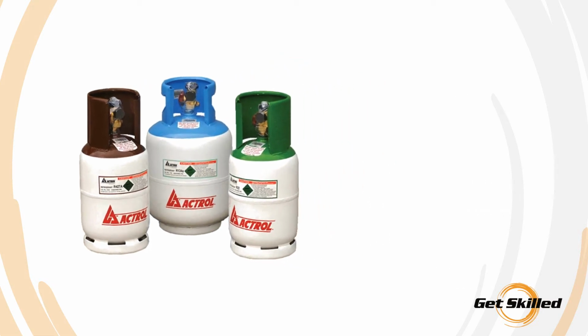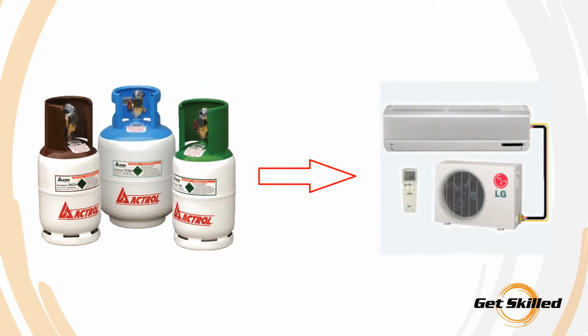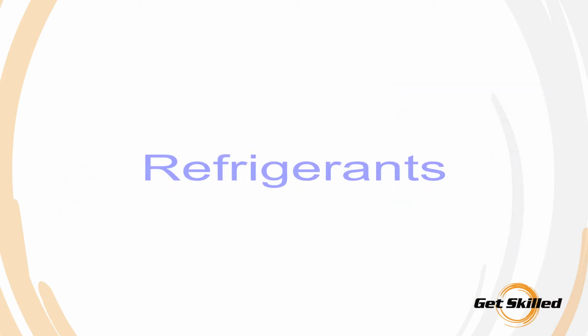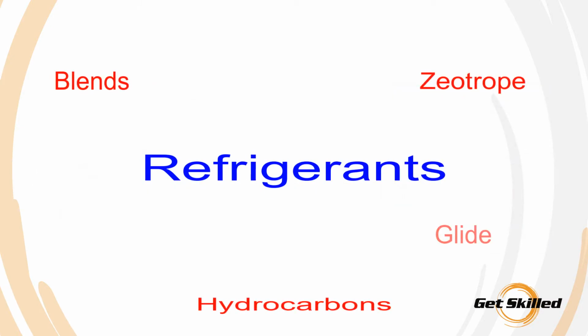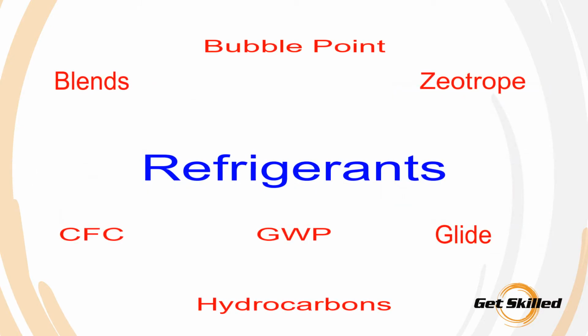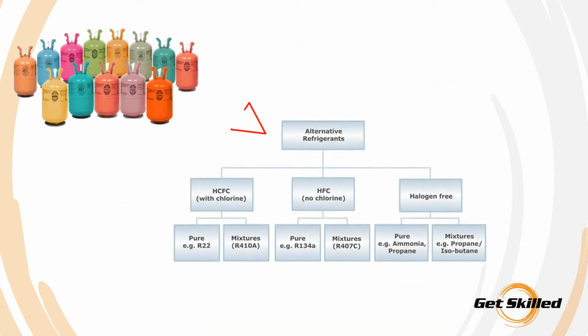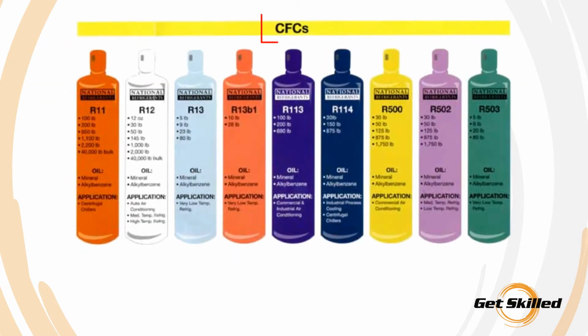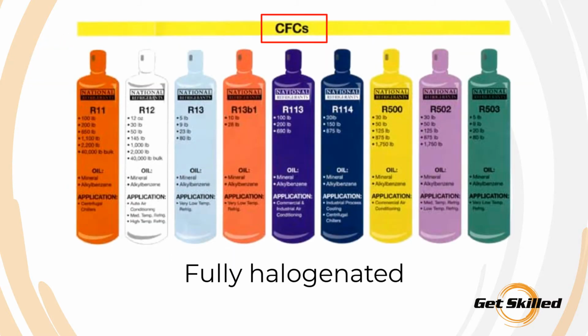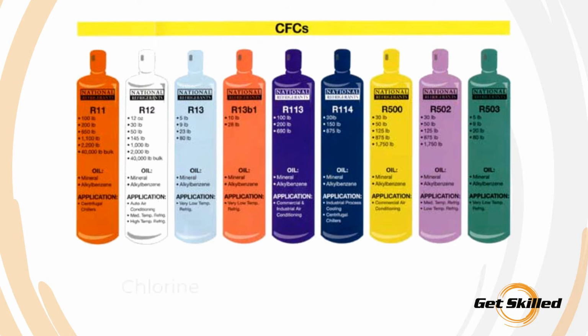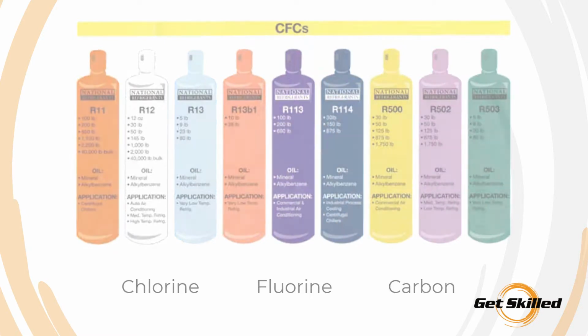Before we can look at the refrigerants used in split systems, there are a number of terms that you need to familiarize yourself with as a split system installer. The common groups of refrigerants can be classified according to their chemical composition. A CFC is a fully halogenated, no hydrogen remaining halocarbon containing chlorine, fluorine, and carbon.